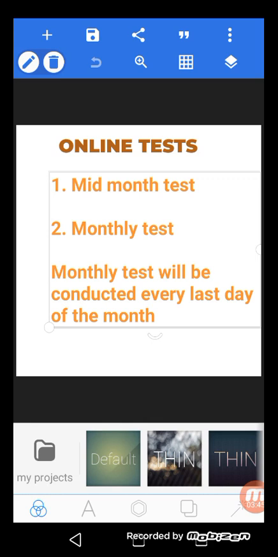So apart from the assessment, the weekly 5-day quiz or tasks, every mid-month, meaning 15th of every month, you have to write a topic test, a test based on the topic you are doing. Then at the end of the month, you'll be writing a monthly test. The monthly test will be conducted every last day of the month. If August ends with 31, you write your test on 31st of August. If May or September ends with 30 days, you are going to write on 30th September. So this is how it goes.